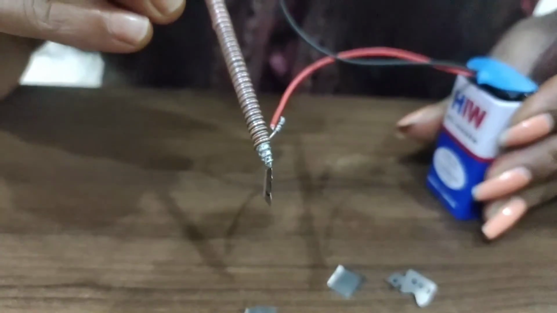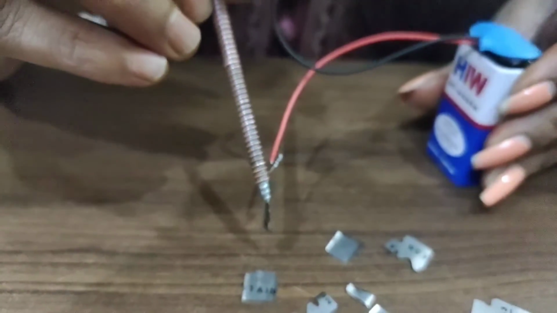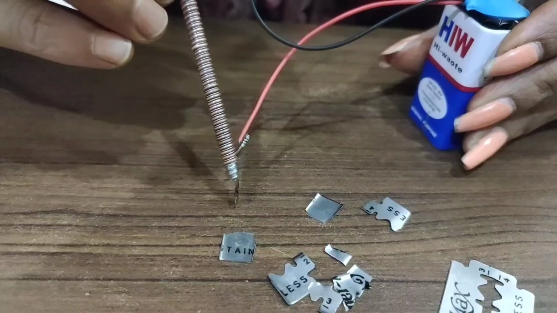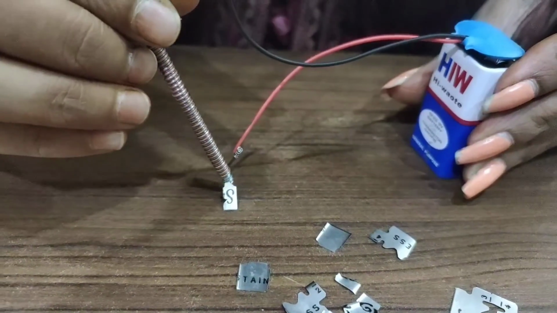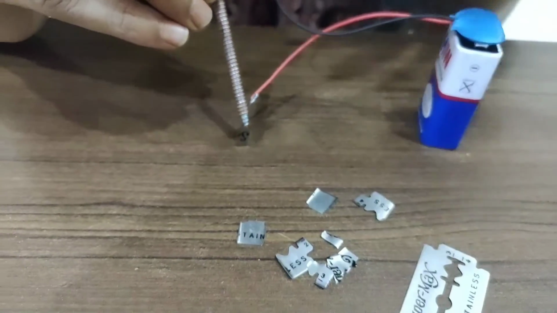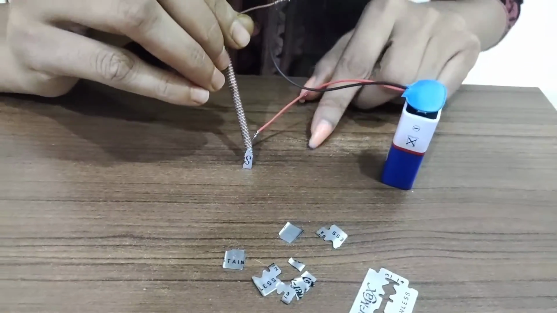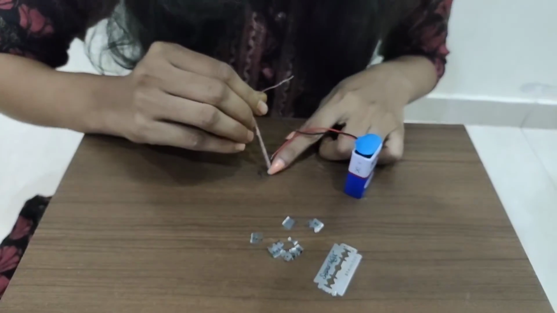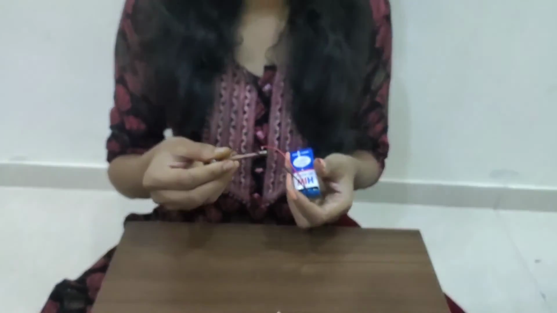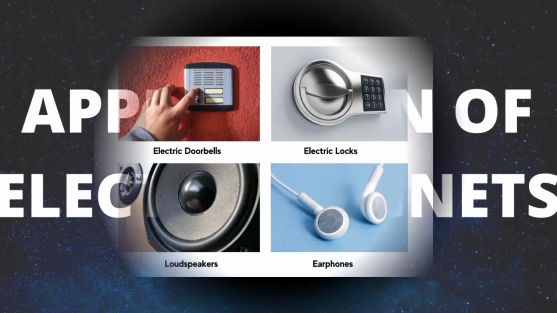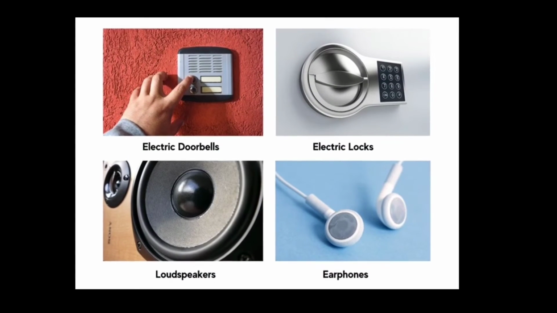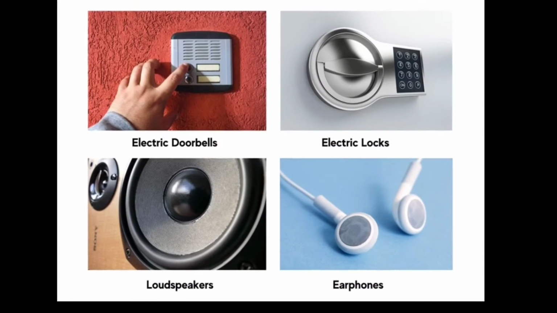Now this has comparatively weaker power. If you want a higher electromagnetic power, then you have to increase the electric current running through the battery, or you can increase the number of coils around the iron nail. So today we learned what an electromagnet is. We use electromagnets every day in our life. For example, in electric doorbells, electric locks, loudspeakers, and earphones.